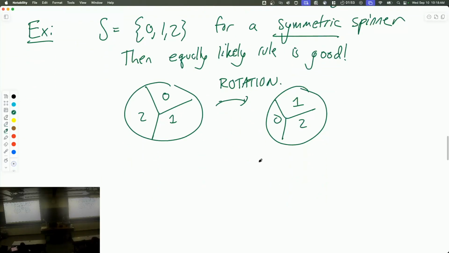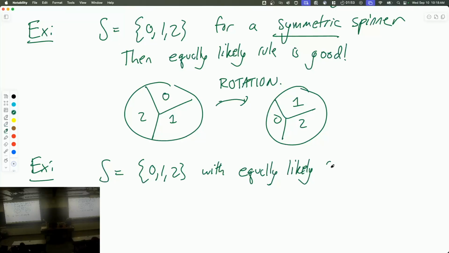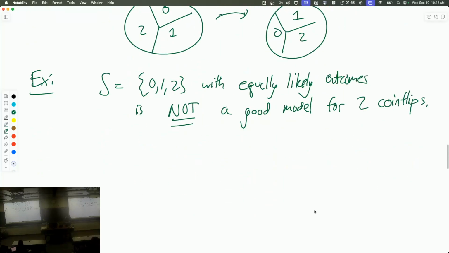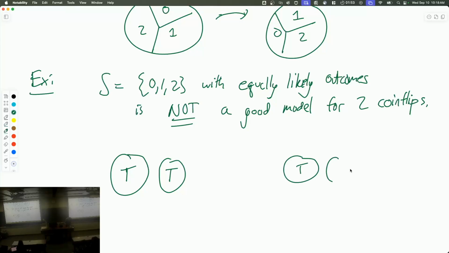On the other hand, the example S equals 0, 1, and 2 with equally likely outcomes is not a good model for 2 coin flips, or more specifically, the number of heads on 2 coin flips. And the reason is, when you flip 2 coin flips, there is no symmetry between the number of heads that come up. So the situation of getting tails, tails versus the situation of tails, heads.